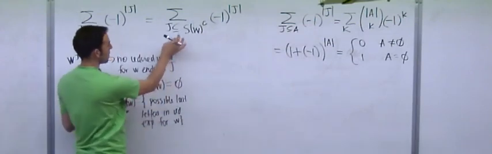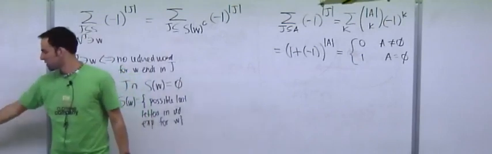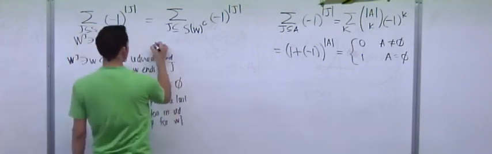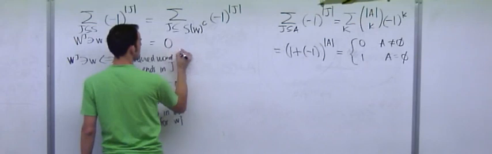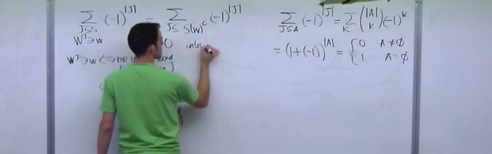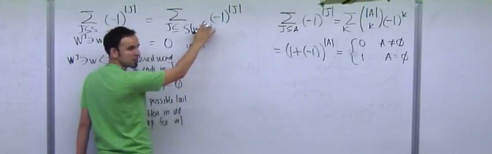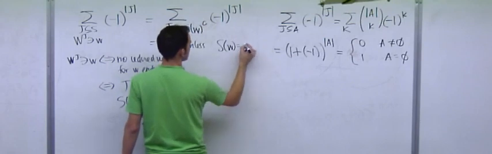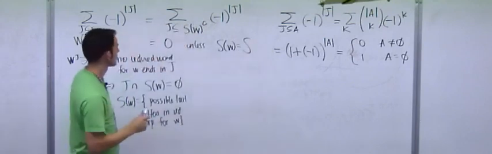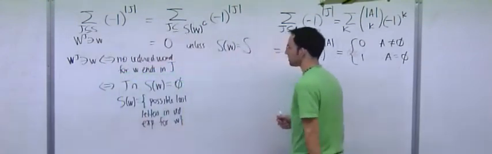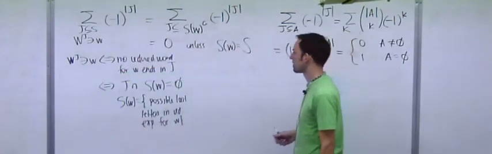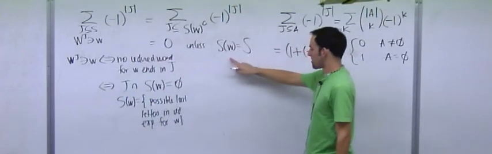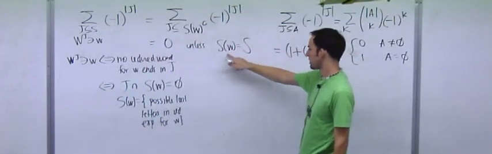So what I have in this parenthesis is probably 0. It's 1 in exceptional cases. So this is 0, unless basically S of w complement is empty, which means S of w is everything. Okay. Now, what does it mean for S of w to be everything?